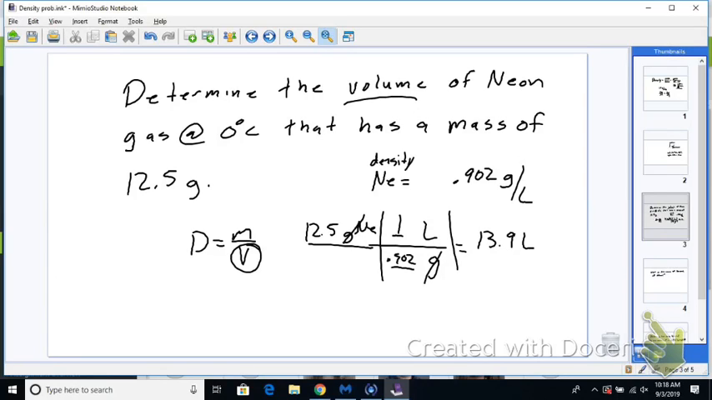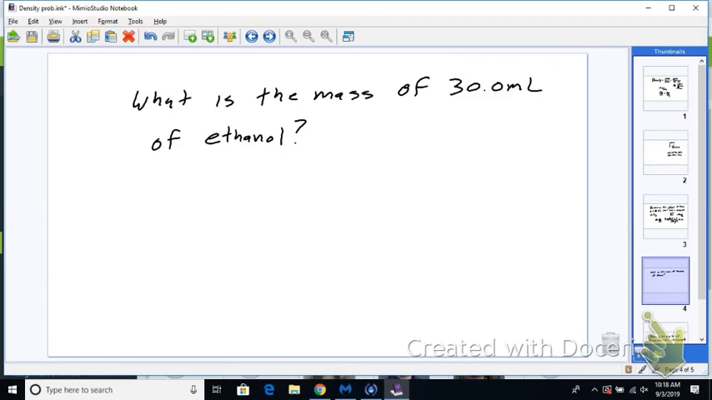So I got a second one for you to do. This should be easier. This shouldn't take as long, so go ahead and calculate the mass of 30 milliliters of ethanol. So go ahead and do that. And I'm going to go ahead and put the density of ethanol up here.